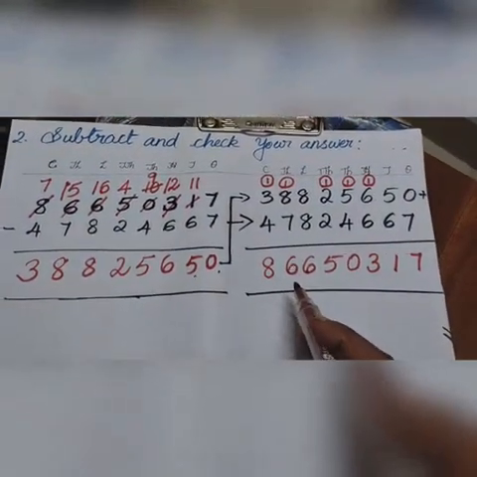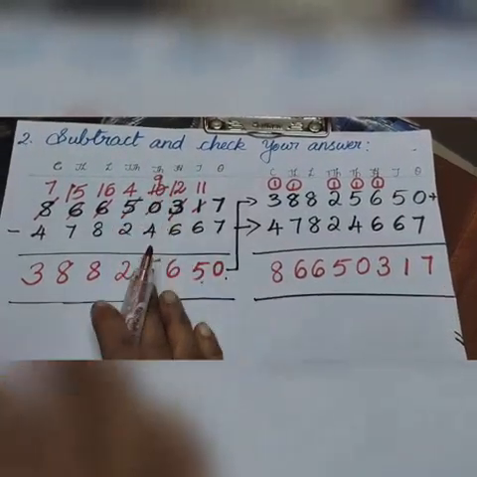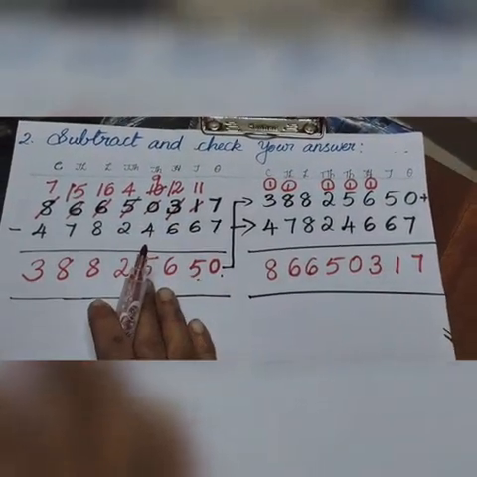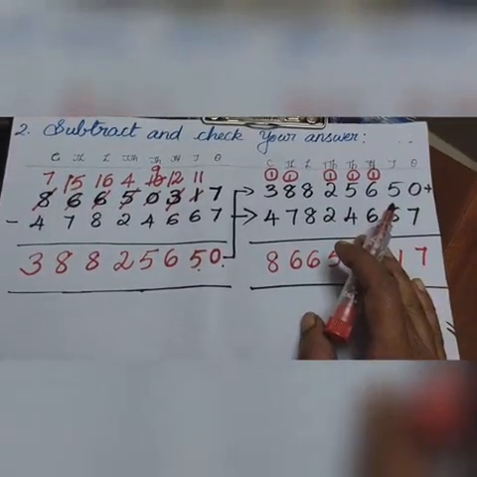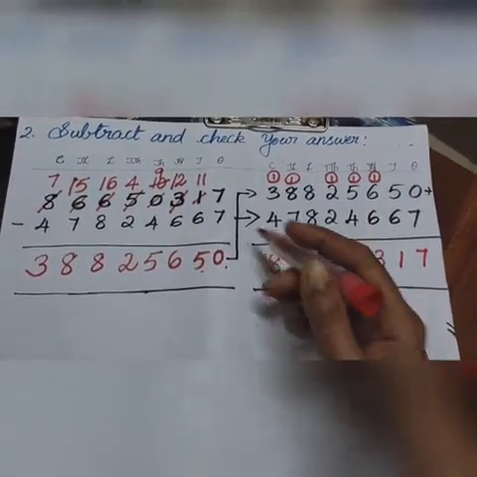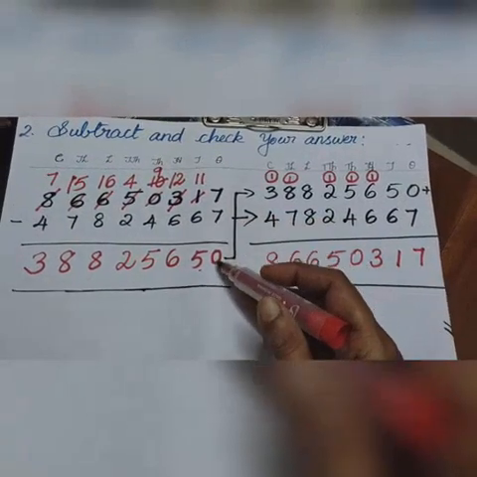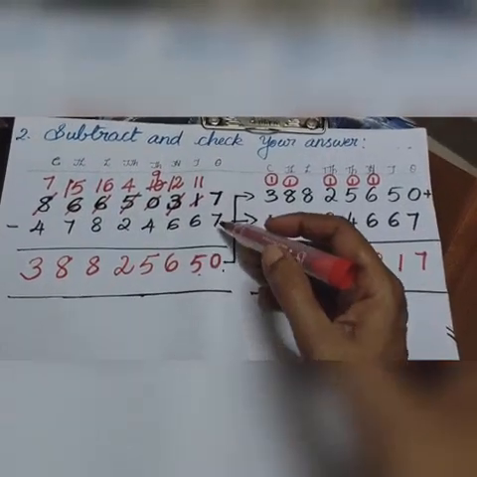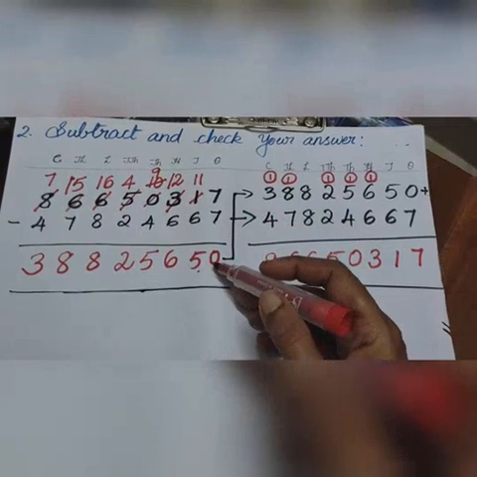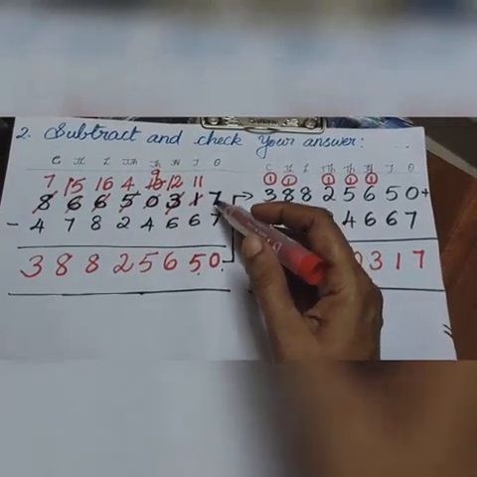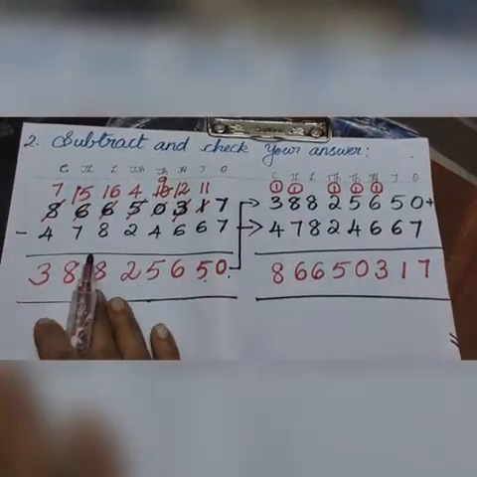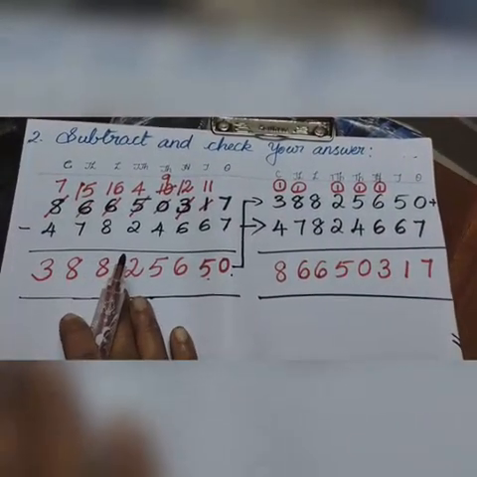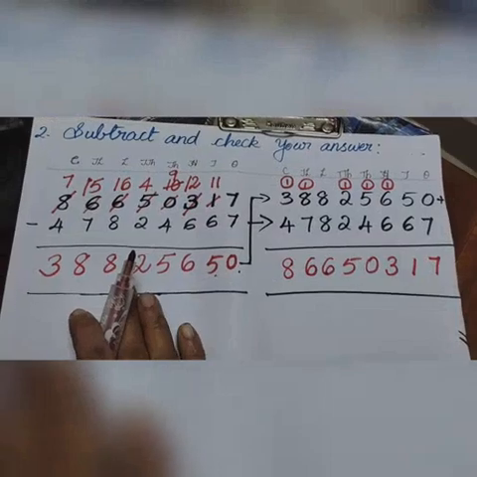Got it, children? Okay, after subtracting the numbers, we have to check our answer. While checking the answer, we have to add the subtrahend and the difference. After adding the subtrahend and the difference, we will get the minuend, which means our answer is correct. Okay, our subtraction is correct. Understood, children?